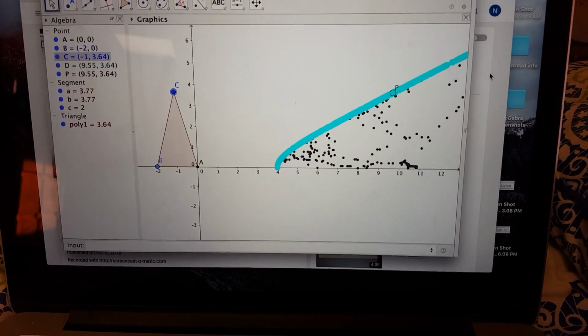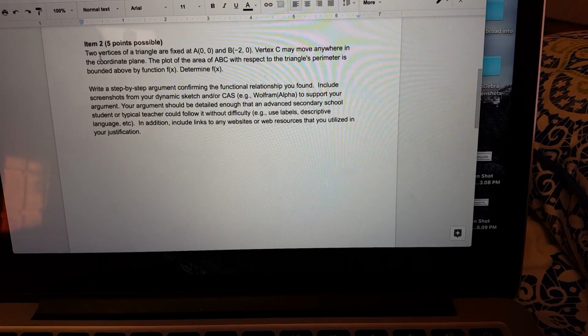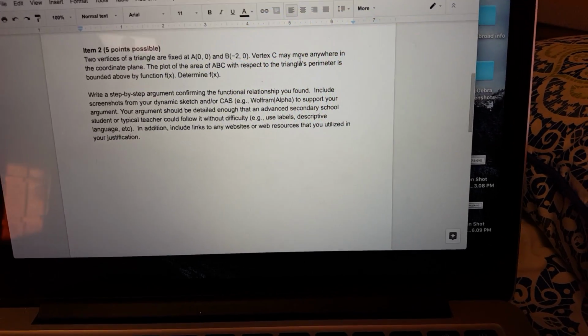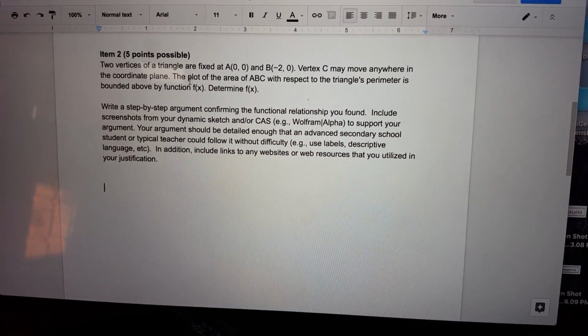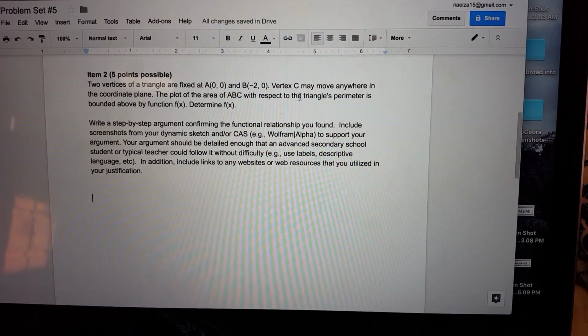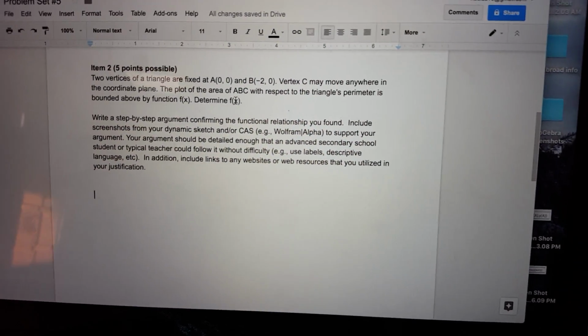Alright, so for the next item that we have to do, using the two vertices of a triangle that are fixed, vertex C, the ratio of the area of ABC with respect to the triangle's perimeter is bounded above by function f of x. Determine f of x.